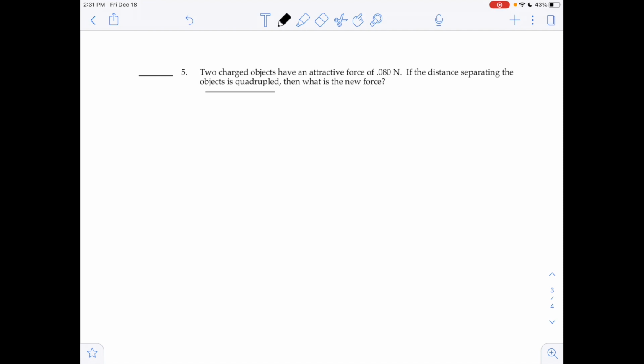If we look at this next example, it says that the distance separating the objects is quadrupled, but the charge isn't changed. So to figure out what this new force is going to be, and I'll write this is new force, we're going to set it up just like before. So we have Q1 times Q2, and we're going to leave blanks in front of those because we don't know how they're going to be affected. And then something's going to happen to distance, and we square all of that. Okay, so we don't change the charge on either object, so we'll just leave that alone. But then it says that we are going to quadruple the distance.